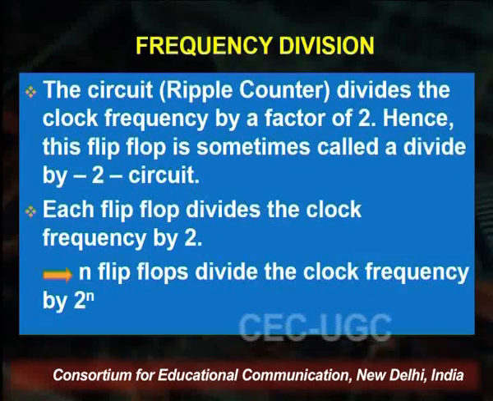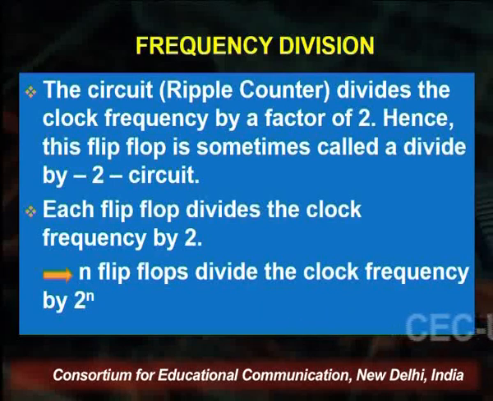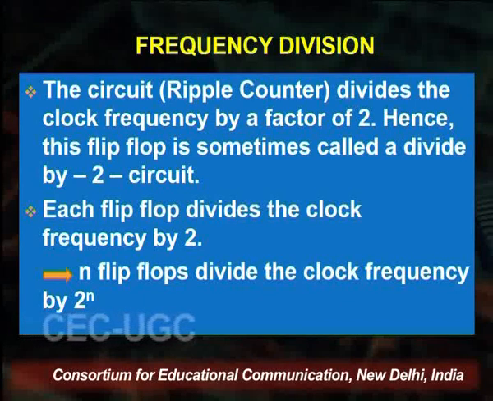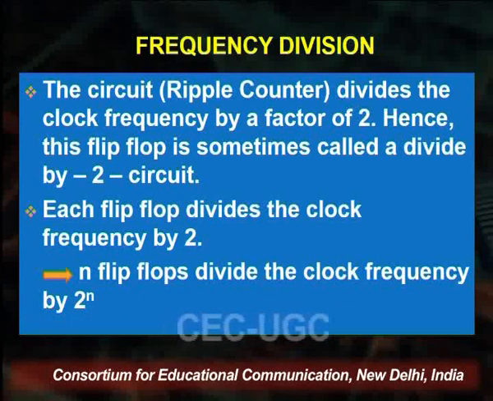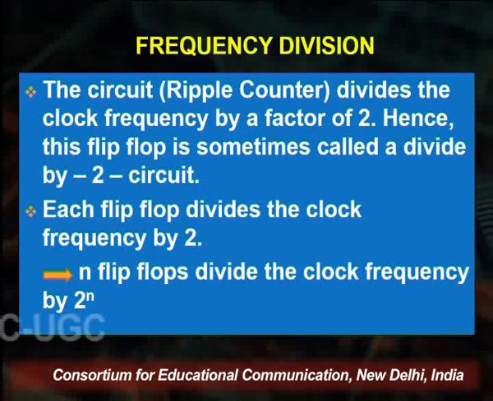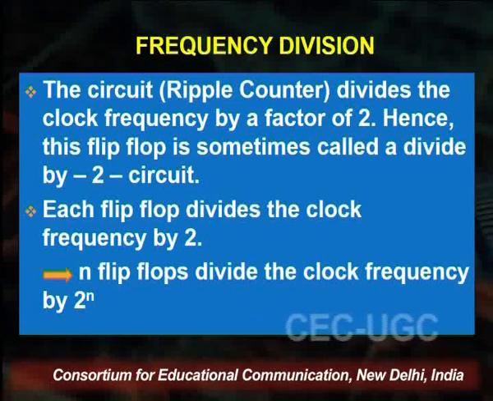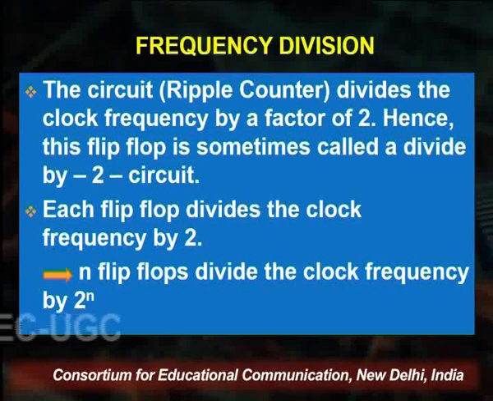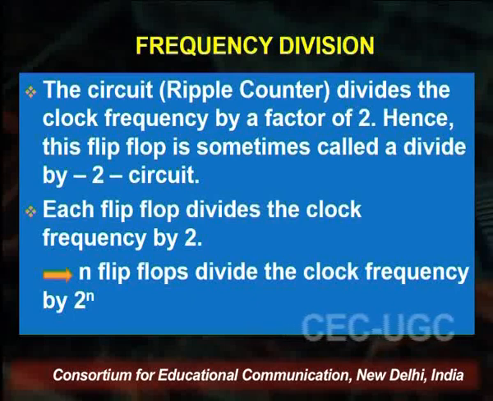So this ripple counter is basically referred to as a binary logical circuit in which the clock frequency is divided by a factor of 2. Hence this flip-flop combination of the ripple counter is sometimes called a divide by 2 circuit. Each flip-flop moving from the LSB divides the clock frequency by 2. That is, if you have n flip-flops, then it divides the clock frequency by 2 to the power n.